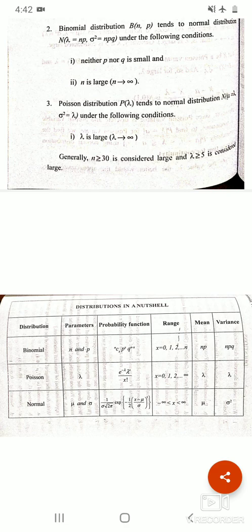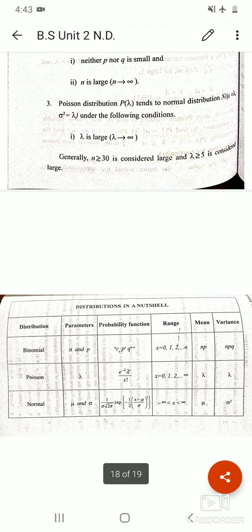So in the previous class we studied the relationship between binomial distribution, Poisson distribution and normal distribution. So today we will summarize both the units that we have studied. The first unit is binomial distribution and Poisson distribution, and the second chapter is on normal distribution.